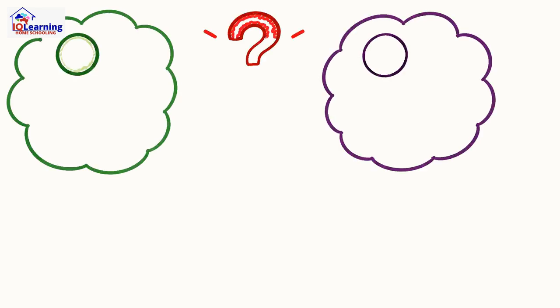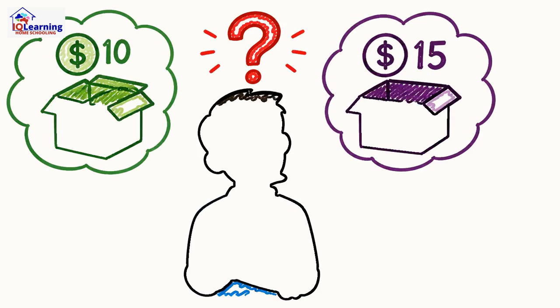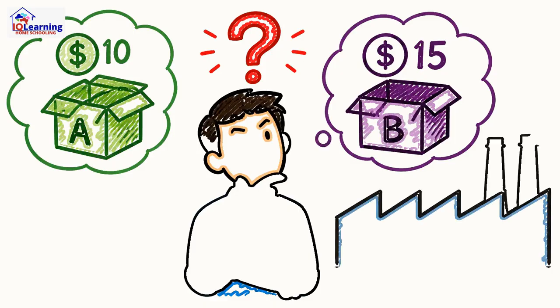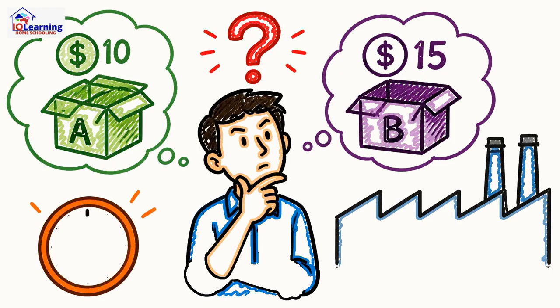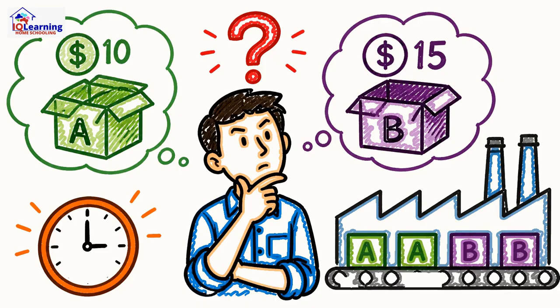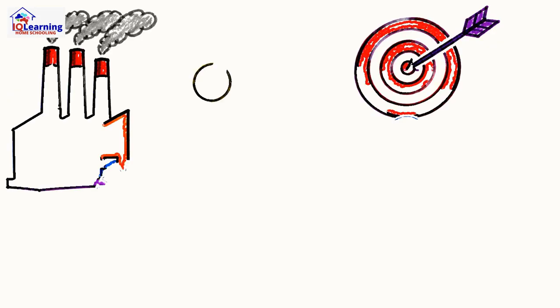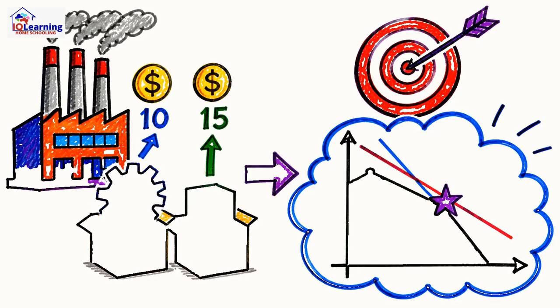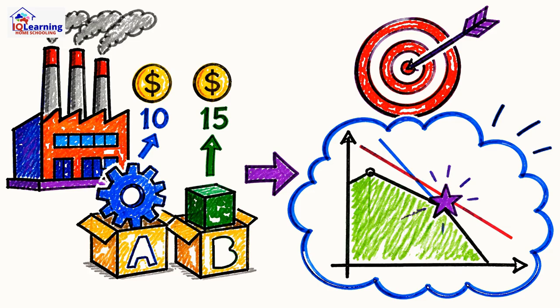Imagine you run a factory. You can make product A for a $10 profit or product B for $15. You have a limited number of work hours each week. How do you decide what to make to earn the most money? This isn't just a business puzzle, it's an optimization problem, and it's at the heart of applied mathematics.